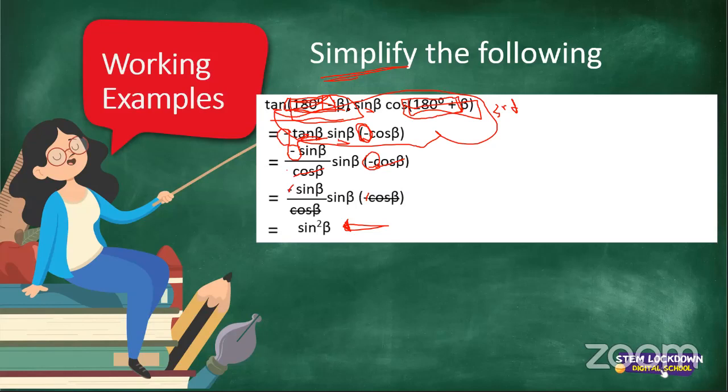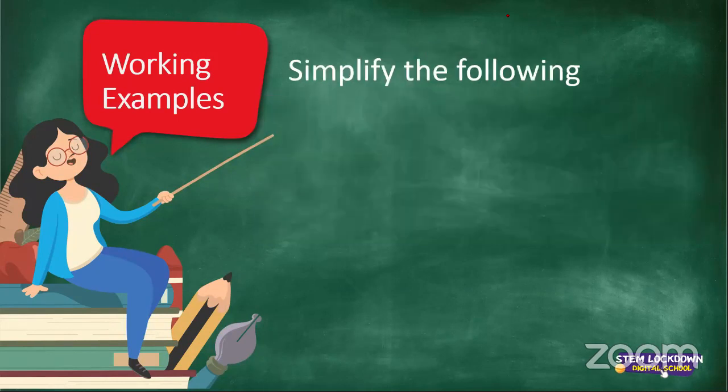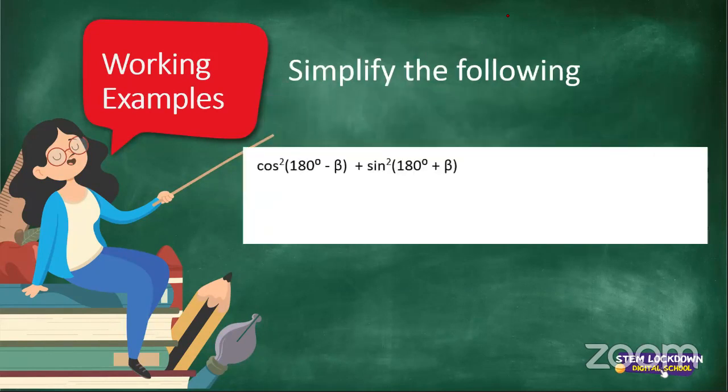Okay, there have been no hands raised and nothing in the chat, so I'll take it that everybody is happy and I'll move on to our next example. Our next example says cos squared of (180 minus beta) plus sine squared of (180 plus beta).